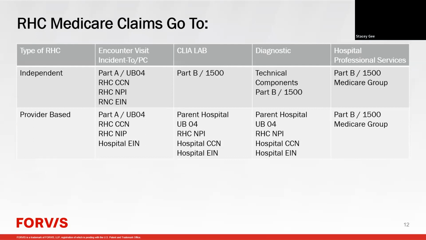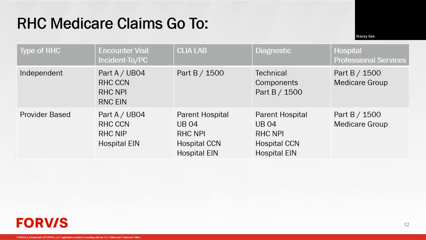So I've kind of broken this down to show you the differences between the independent versus the provider based. There are some differences on what type of claim you're going to submit based on the type of rural health clinic that you are and what kind of services you are providing. That's going to dictate the type of bill that you're going to submit and who you're going to submit it to. So when you look at this, this is specific to Medicare.